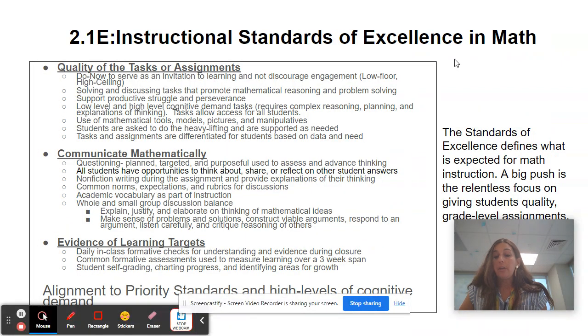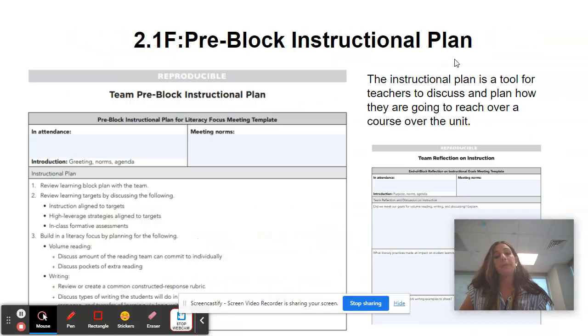We do the same thing when it comes to math. We have our instructional standards of excellence in math, from the quality of tasks and assignments to communicating mathematically, as well as the evidence of learning targets. Again, this is something that is discussed within the teacher teams to make sure they have a common understanding of what the goals are within this content area.